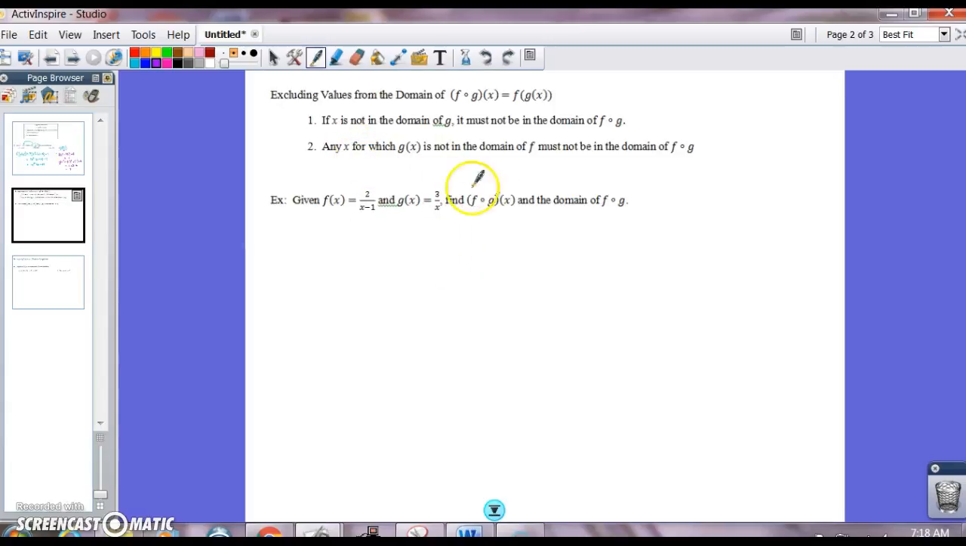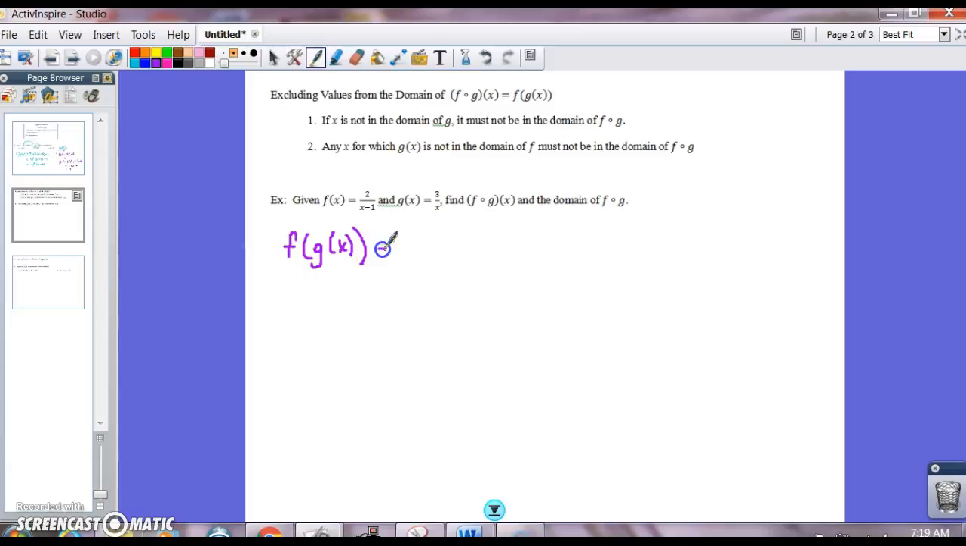Second part, any x for which g of x is not in the domain of f must not be in the domain of f of g. Okay, so let's walk through what that actually means. Let's first go ahead and find the composition of f of g of x.